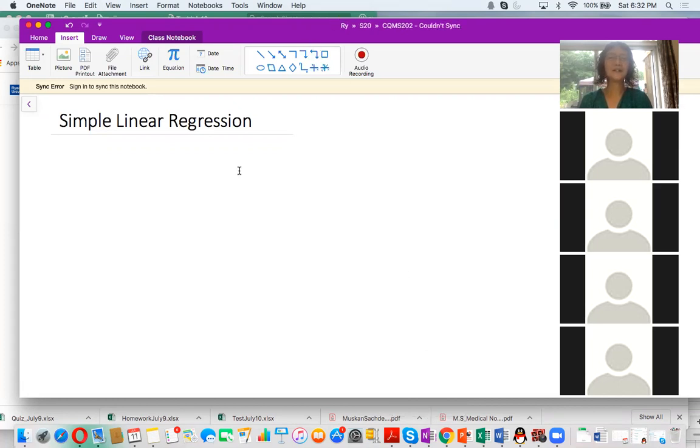Okay. Today's topic is simple linear regression. I will go through some concepts and techniques by providing an example, and this example everybody is familiar with. So let's go to the data about the example.